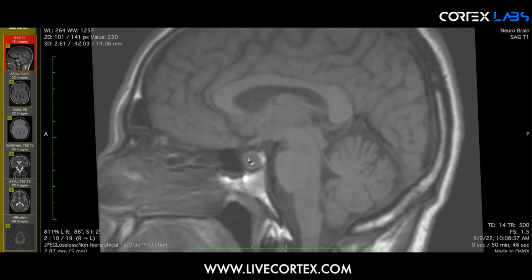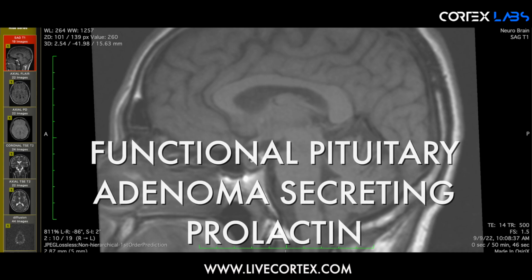This pituitary gland has a 4 millimeter tumor in it. Okay, so this is a pituitary adenoma that is functional and secreting high levels of prolactin. So let's talk about the client.